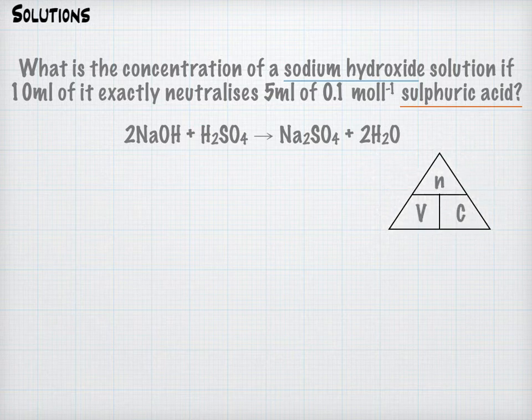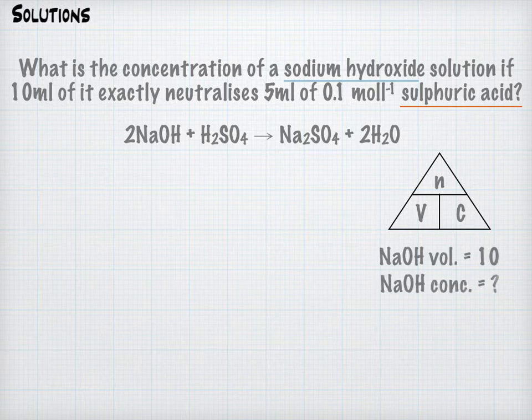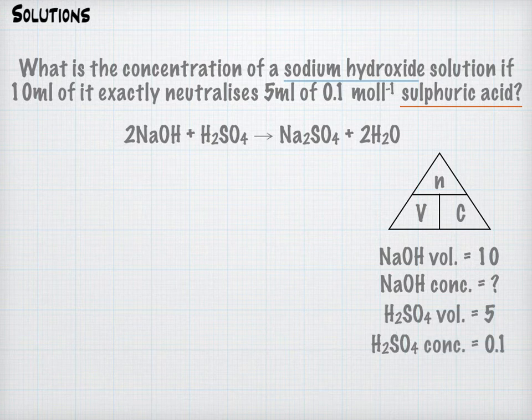This is the magic triangle we're going to need this time. Notice it involves volumes and concentrations. Right, so let's note those down. The volume of sodium hydroxide is 10 millilitres. The concentration we don't know. That's what we're asked about. The volume of sulfuric acid is 5 millilitres. And the concentration is 0.1 moles per litre.